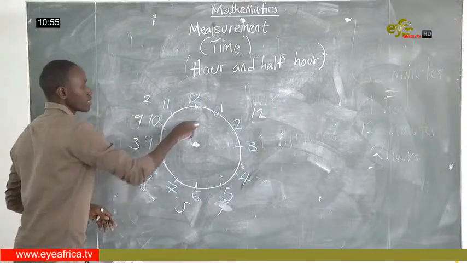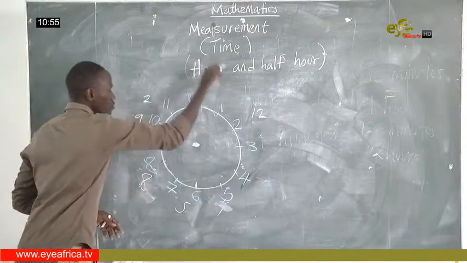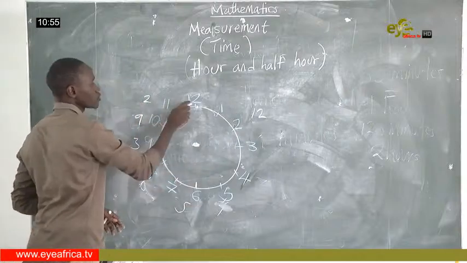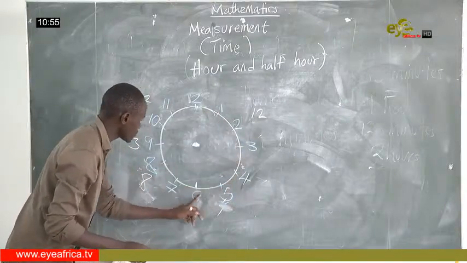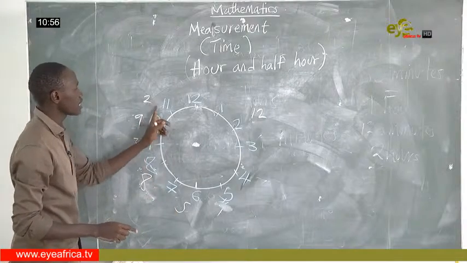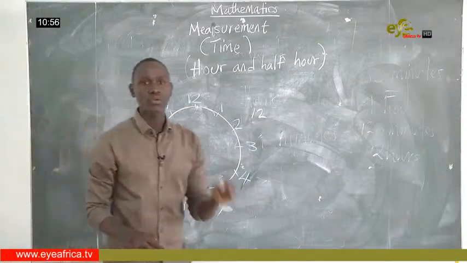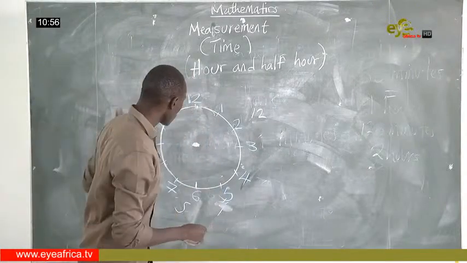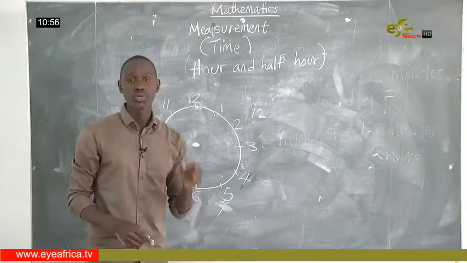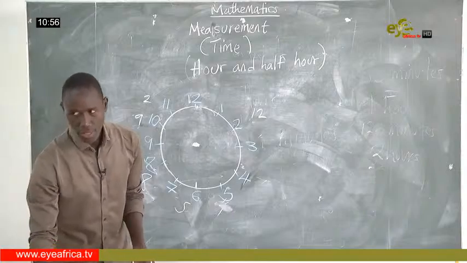So you will see that as we are going, the clock is starting from 12 and going back to 12. So if you count, you're going to have 1, 2, 3, 4, 5, 6, 7, 8, 9, 10, 11, 12. Which is telling you that in the clock we have up to 12 hours.